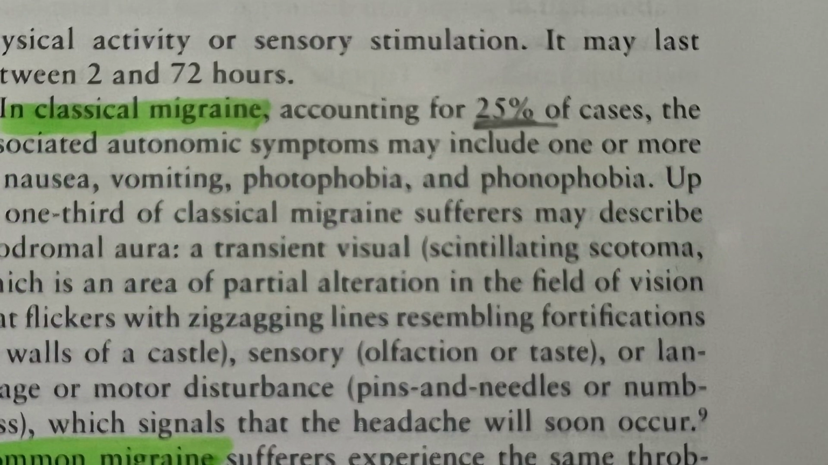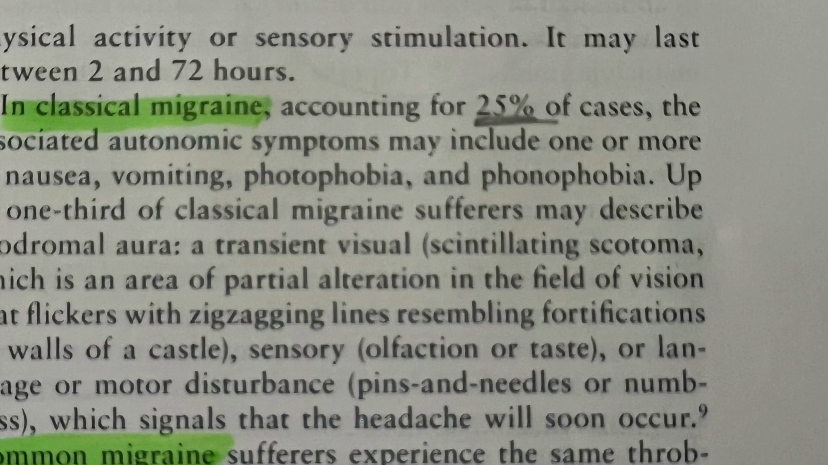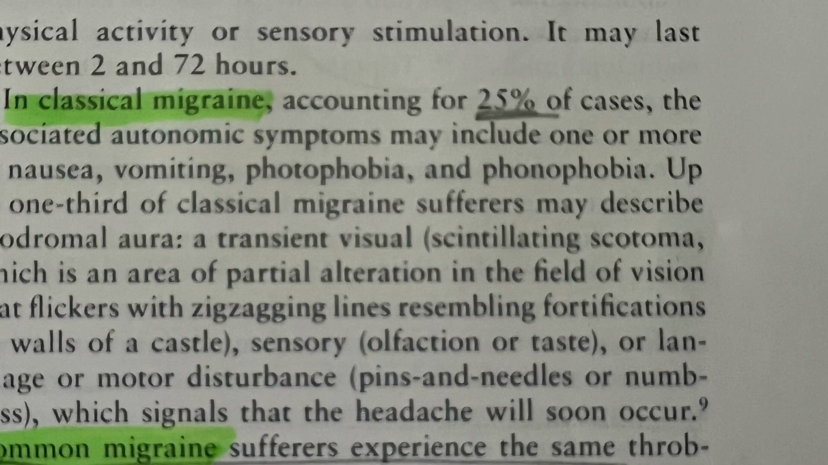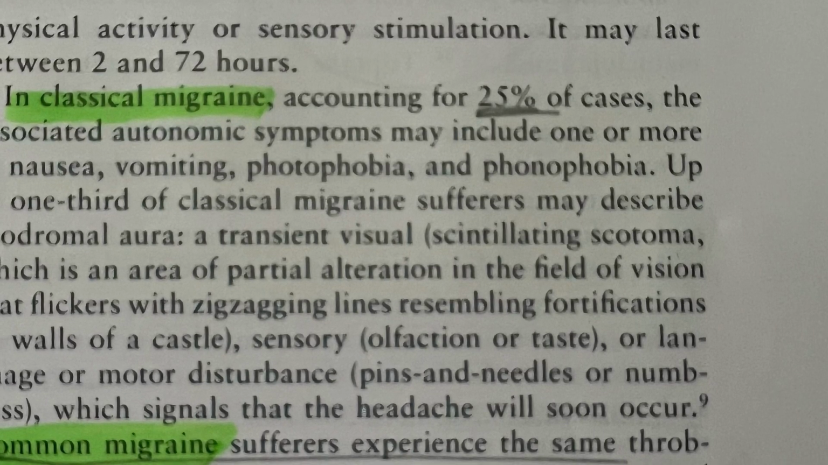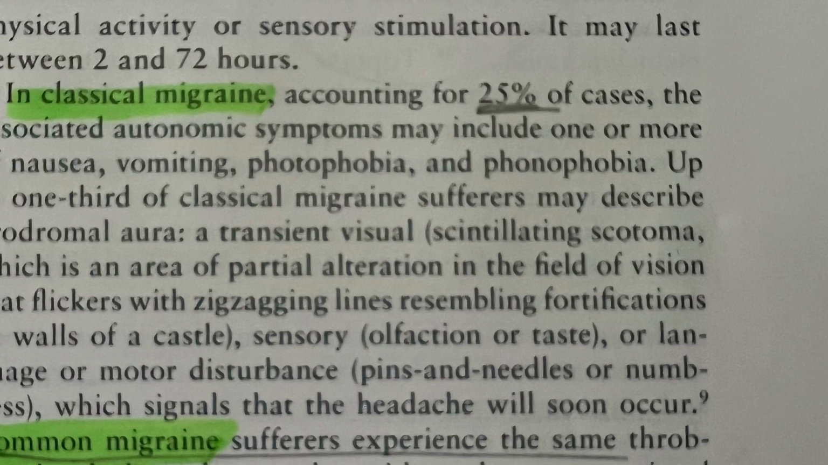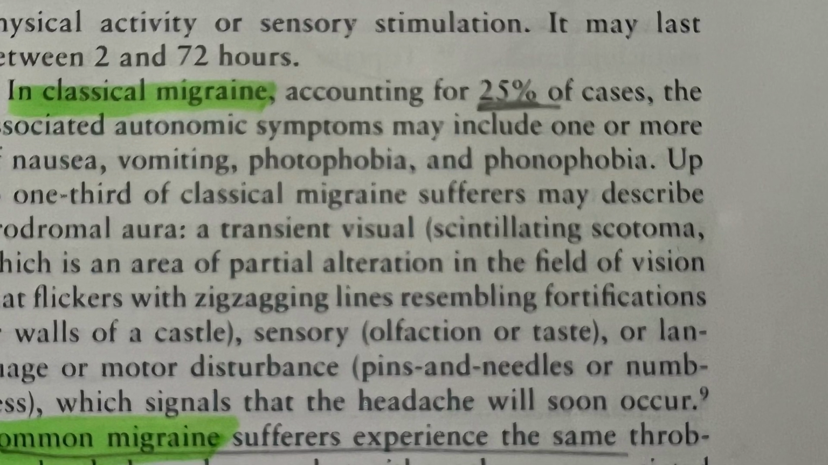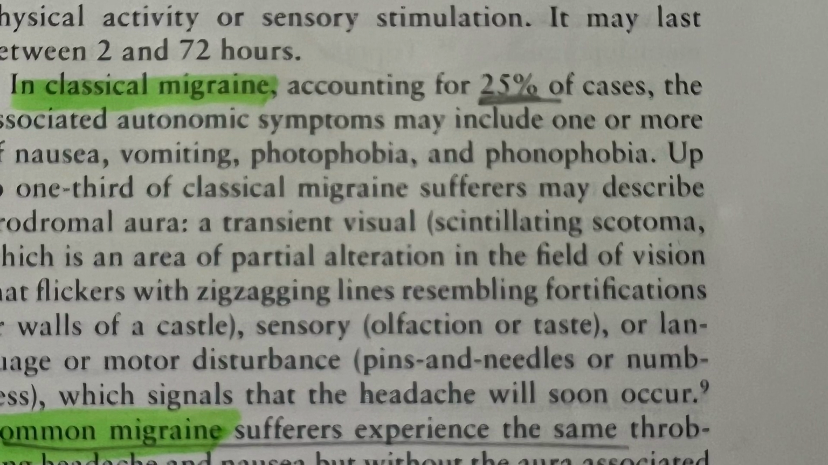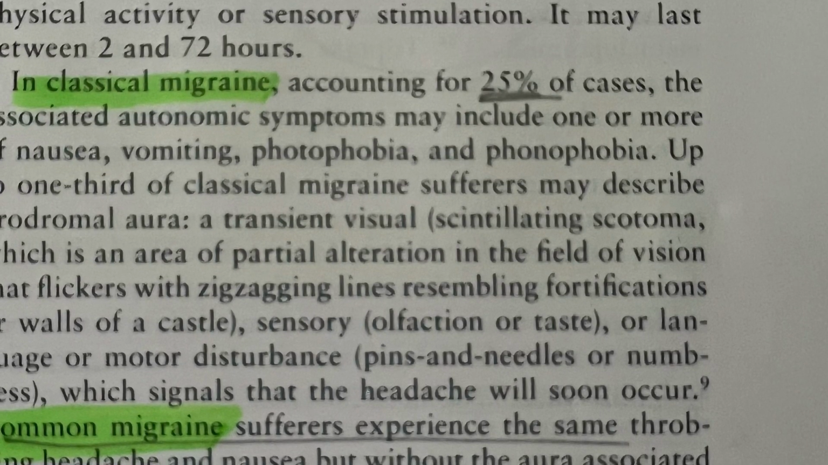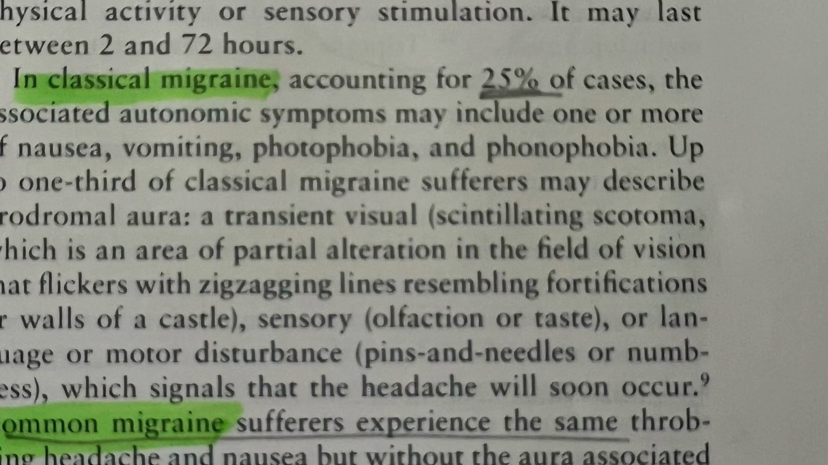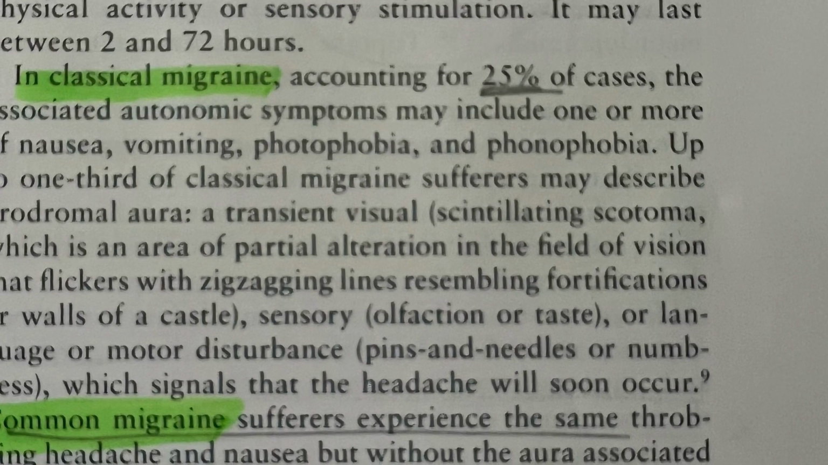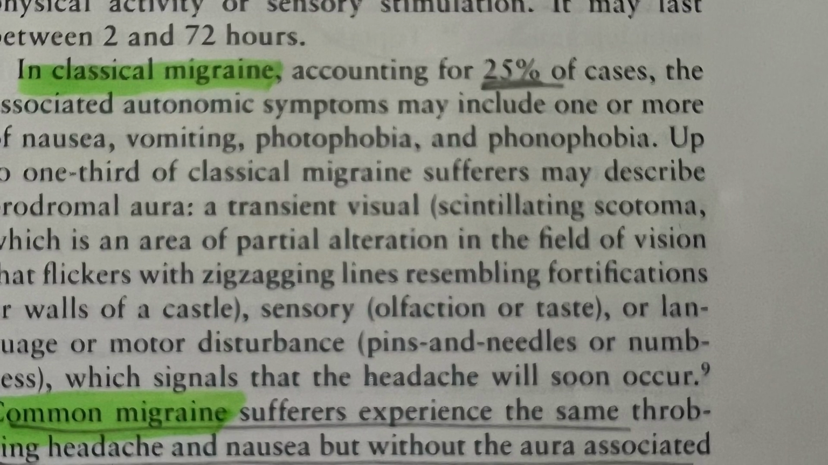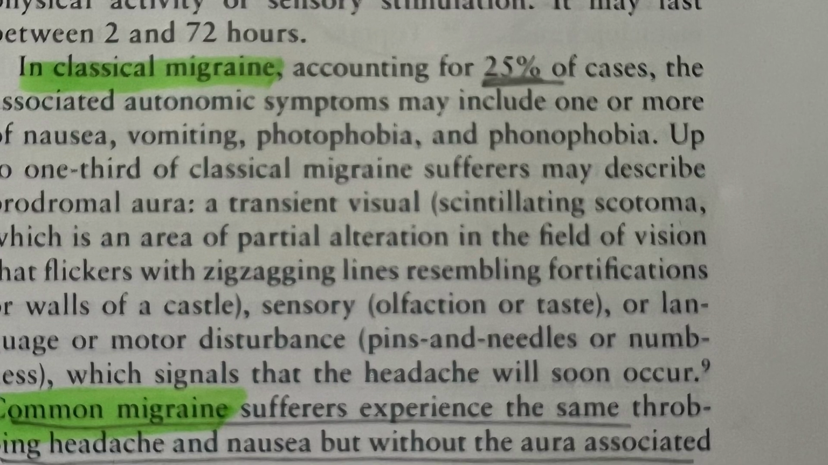Migraine is divided into two types. One is classical migraine, another is common migraine. In classical migraine, there is associated autonomic dysfunction with prodromal aura, like transient visual loss, olfactory deficit, sensory deficit, or motor disturbances like pins and needles and numbness. And there are symptoms like nausea, vomiting, photophobia, and phonophobia. These symptoms may be common in both classical and common migraine.